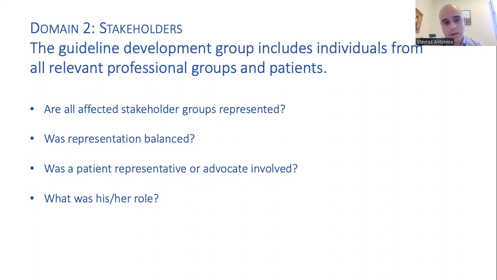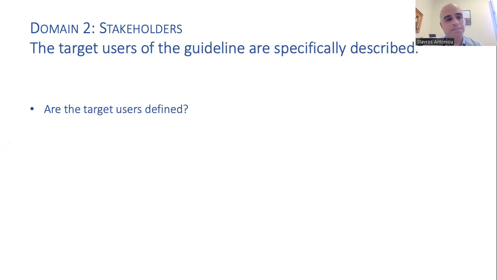So the guideline development group needs to specify that the patient representatives, for example, were part of the panel from the very beginning of the project, from the protocol phase up to the conclusion of the project, and that they had equal rights, voting rights, for example, or equal opportunities to speak up throughout the project.